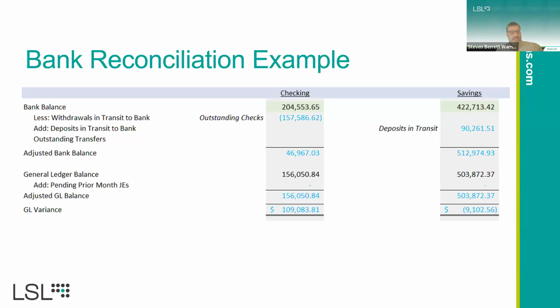Our general ledger, we go through the same exercise. We aren't aware of any adjustments to it, but we know that it doesn't match. And so our adjusted bank balance in this situation, the 512,000, differs from the adjusted GL balance by 9,000. So we've got unknown variances for both of these. We've got 109,000 and 9,000 that we've got to figure out.